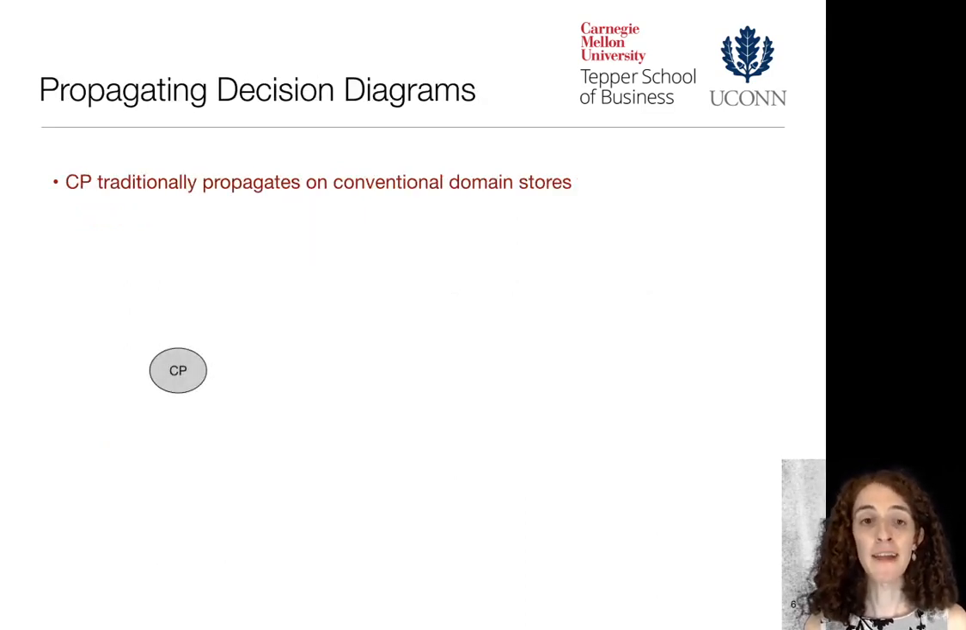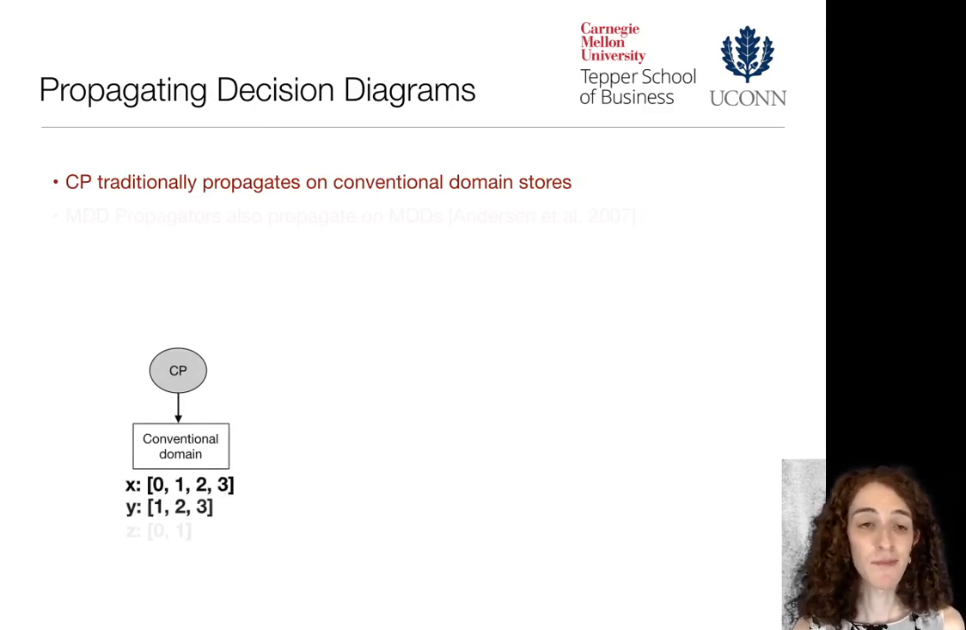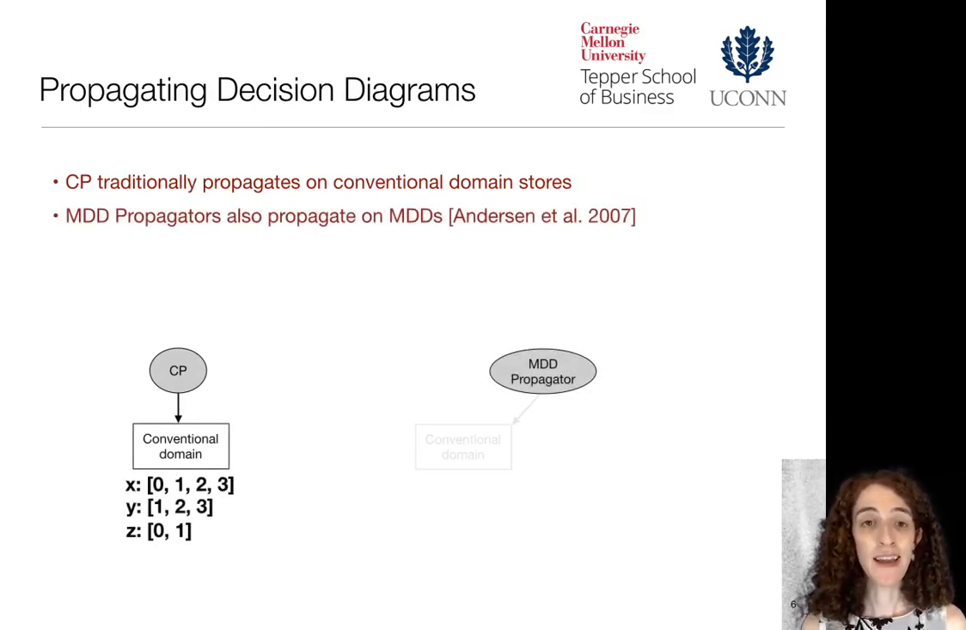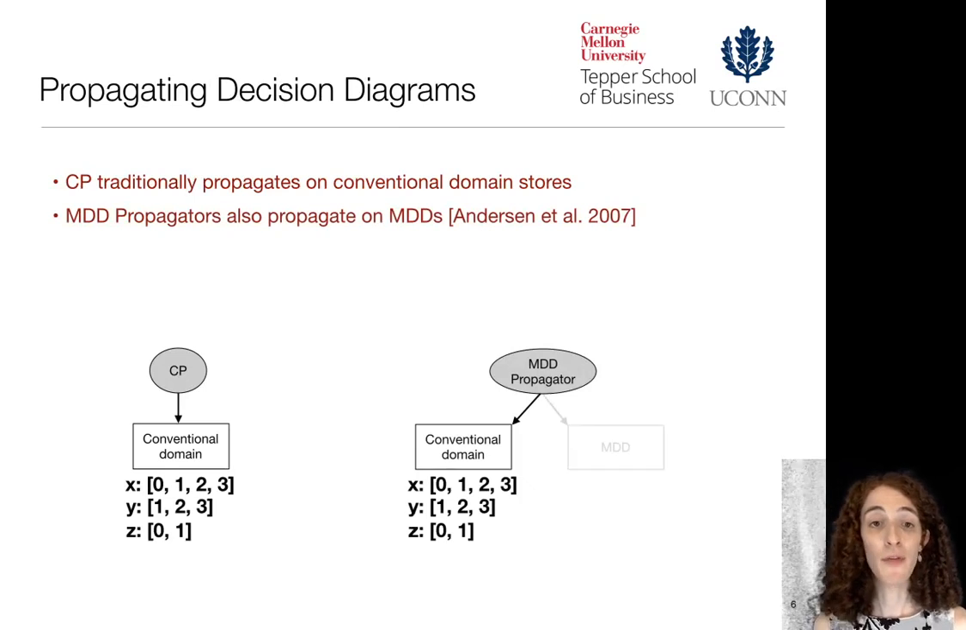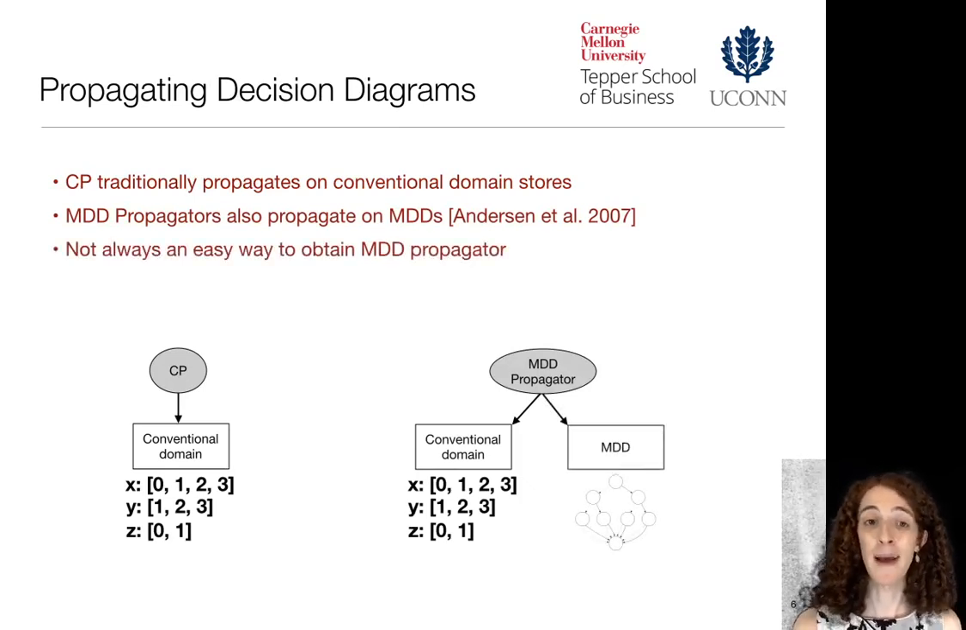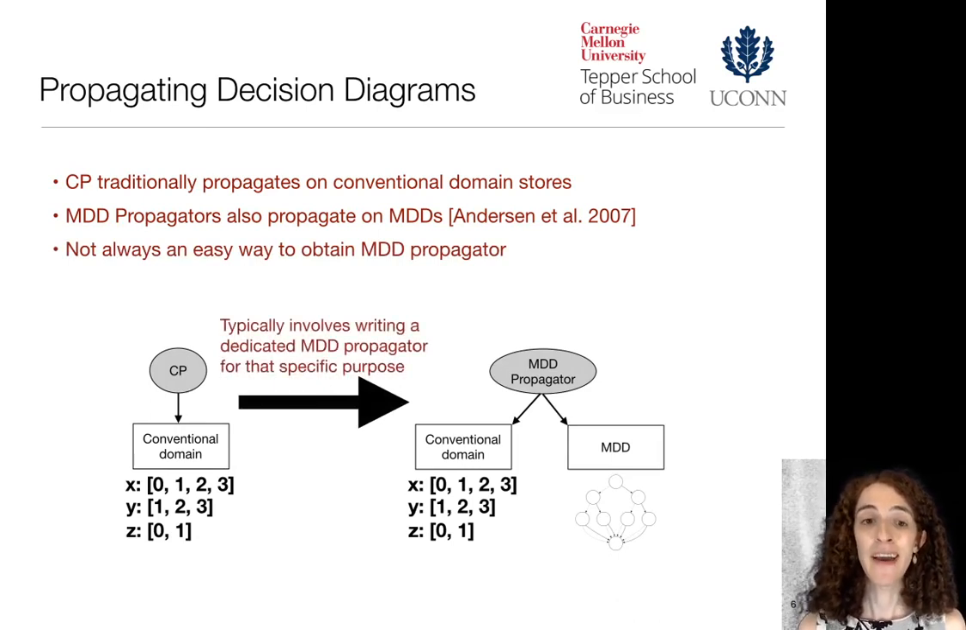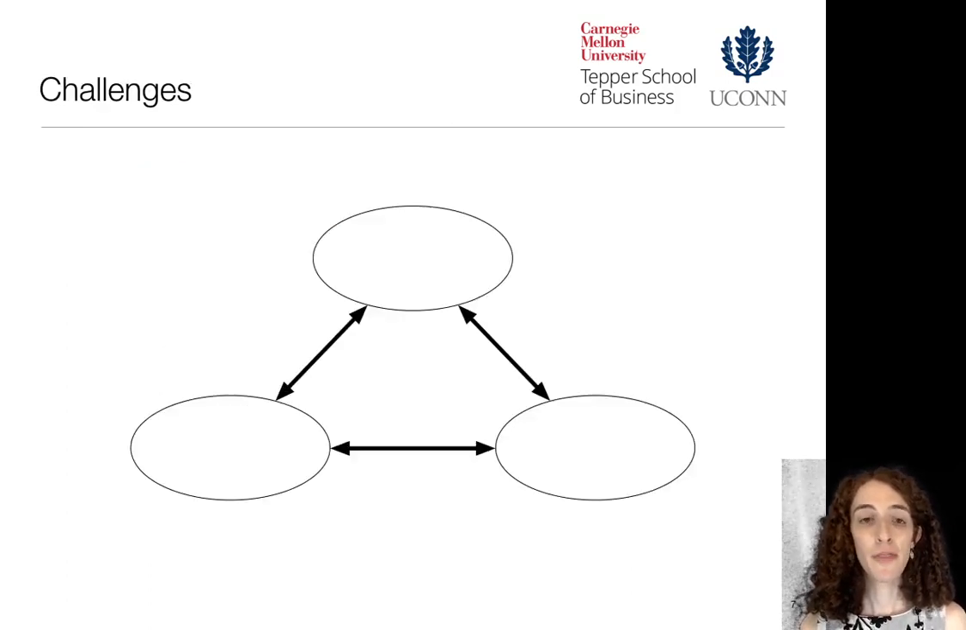CP traditionally propagates on only conventional domain stores. MDD propagators take this and expand, propagating on both a conventional domain store as well as on an MDD. But it's not always clear how we get an MDD propagator, and again, this often has involved writing dedicated MDD propagators for that problem. There are three forces at odds with each other when creating this generic language.